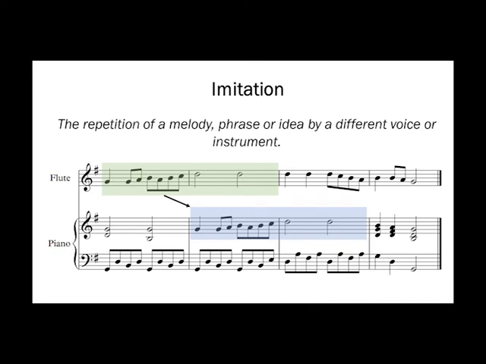Imitation is the repetition of a melody, phrase, or idea by a different voice or instrument. This is probably one of the most common compositional devices you'll see, particularly in the Mozart symphony that we're studying. Here, we've done a simple harmonization and arranged it for flute and piano. Our original melody appears in the flute line in its full entirety, and then in the piano, in the right hand, in the second bar, we imitate it.